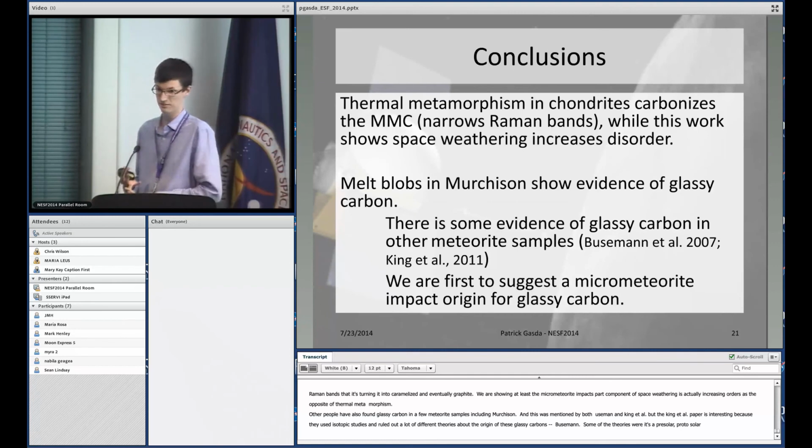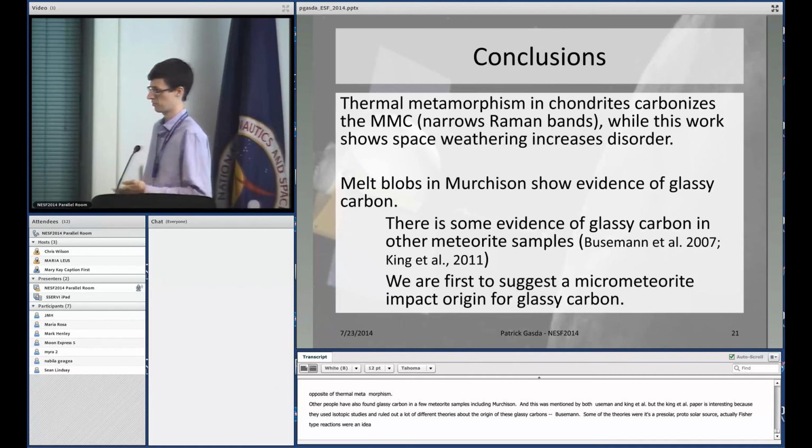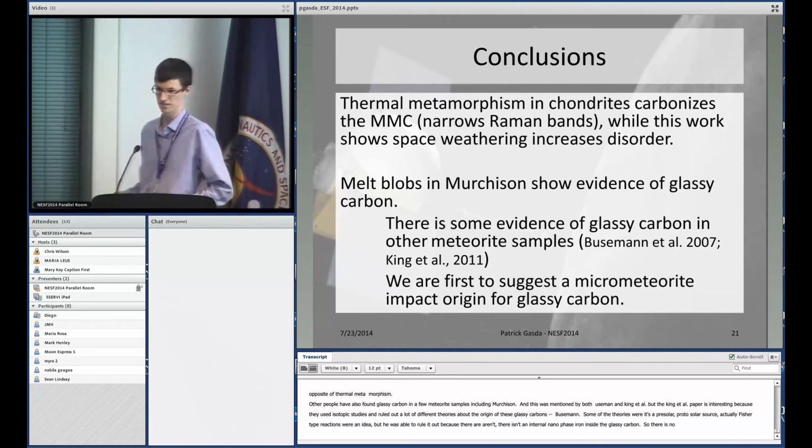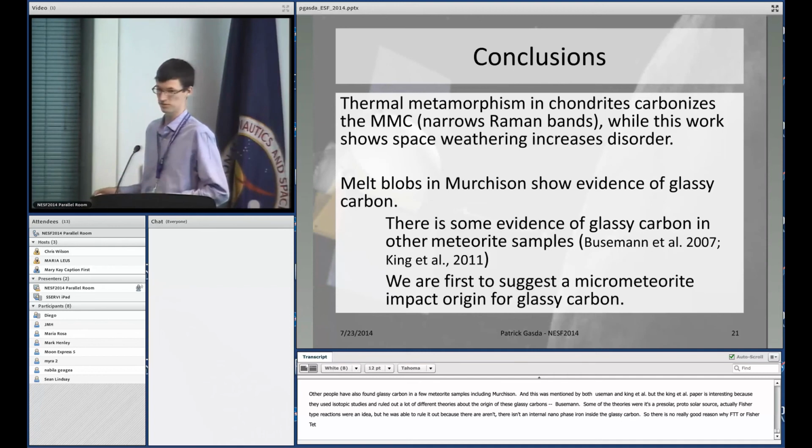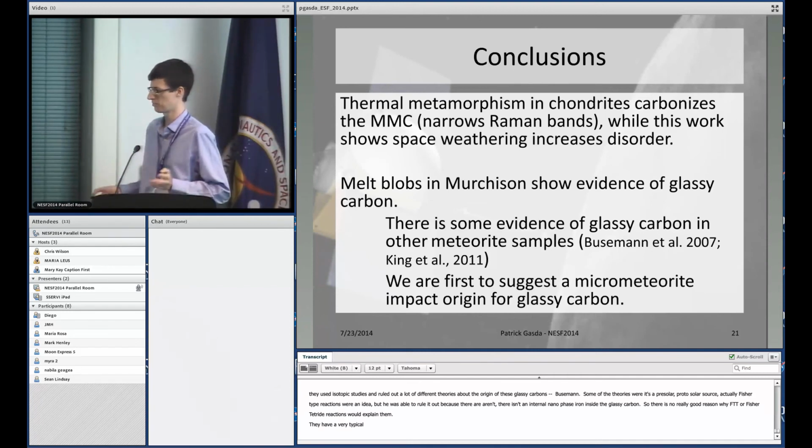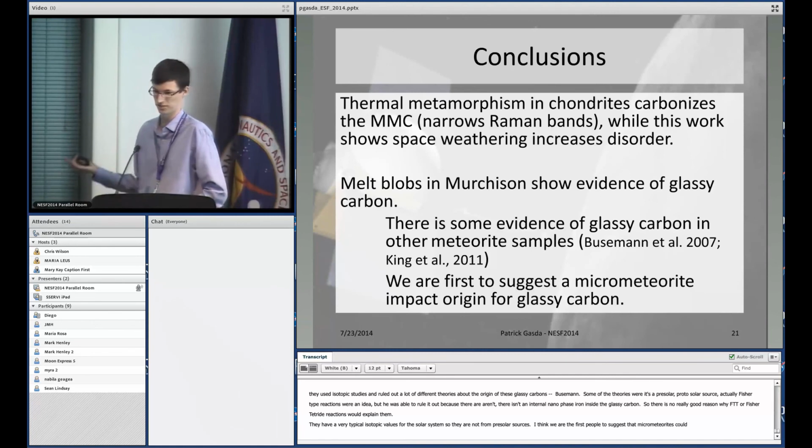Some of the theories were either a pre-solar, protosolar source. Actually, Fischer-Tropsch type reactions were an idea, but he was able to rule it out because there isn't an internal nanophase iron inside the glassy carbon, so there's not really a good reason why FTT, or Fischer-Tropsch type reactions, would explain them. They have very typical isotopic values for the solar system, so they're not from pre-solar sources. So I think we're the first people to suggest that micrometeorites could be the impact origin for this glassy carbon.